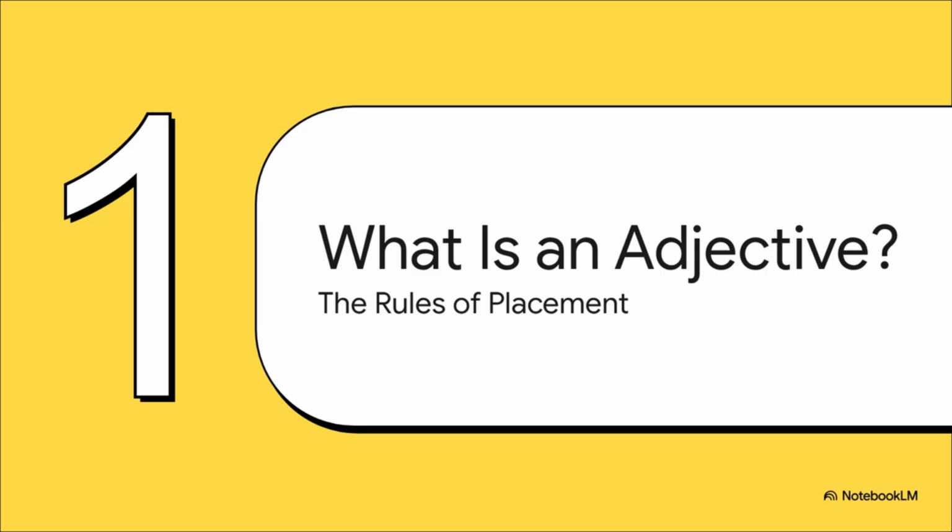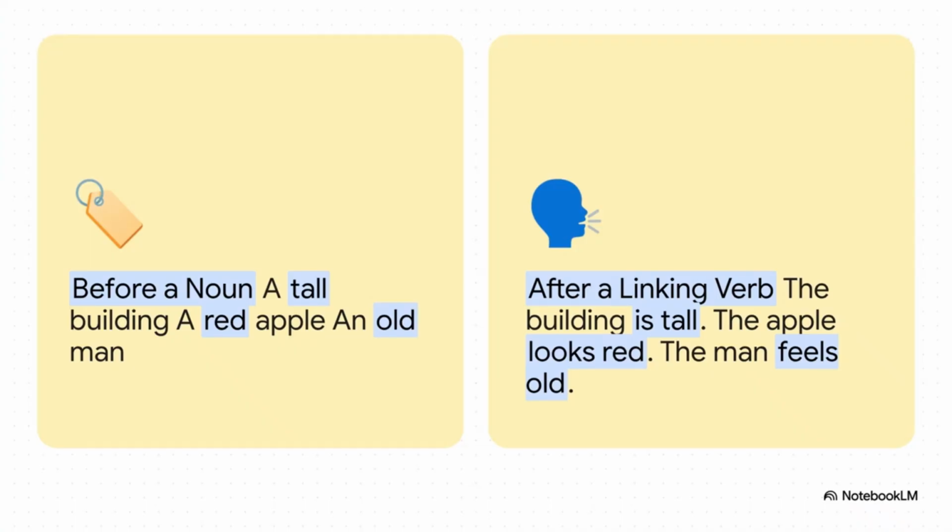Knowing what an adjective is one thing, but knowing where to actually put it in a sentence, well, that's the key to sounding natural. And lucky for us, there are really only two simple rules to worry about. So check this out. The most common place you'll find an adjective is right before the noun it's describing. Think a tall building. Easy enough, right?